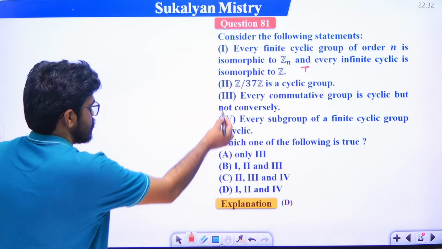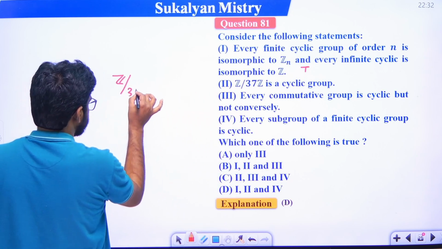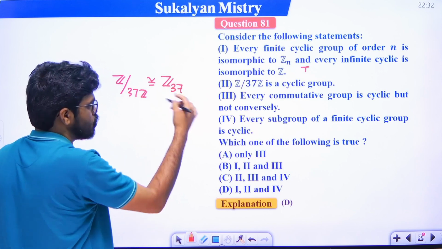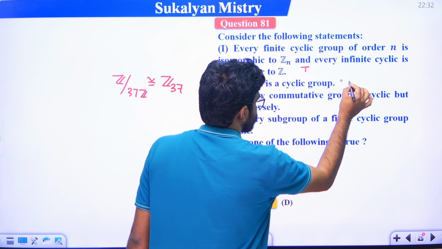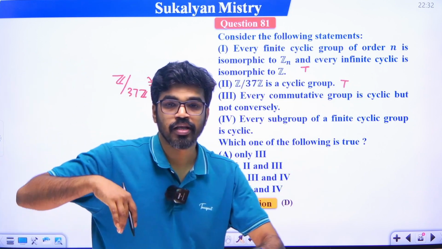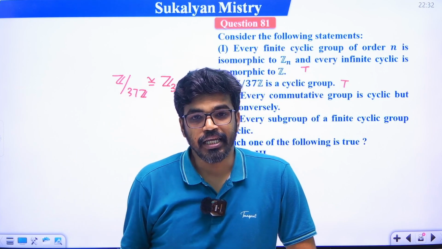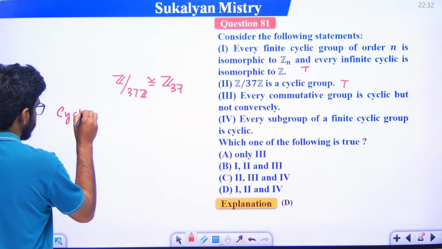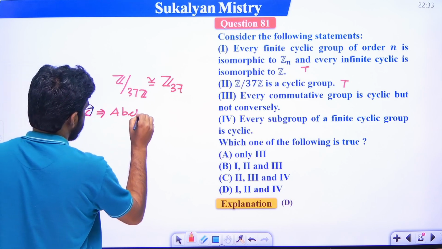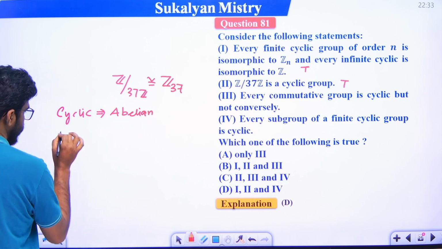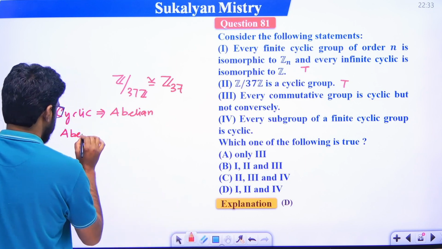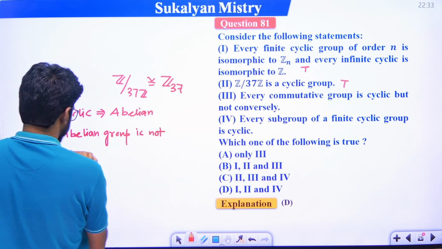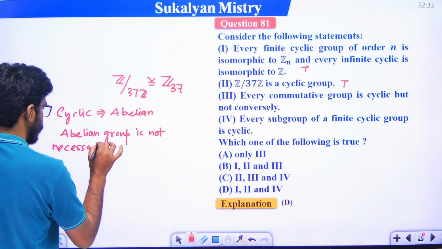Okay. Z by 37Z is basically isomorphic to Z37. We know that Zn is a cyclic group, so this is a cyclic group. So this is also true. We know that every cyclic group is abelian, but an abelian group is not necessarily cyclic. Just note this: every cyclic group is abelian, that is cyclic implies abelian. Okay, but the converse is not true, that is, an abelian group is not necessarily a cyclic group.